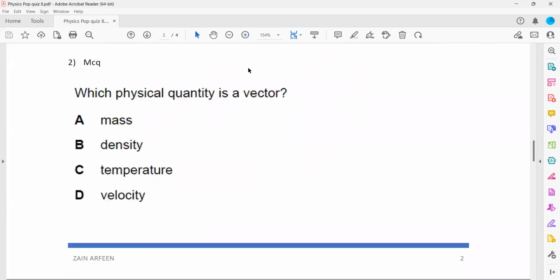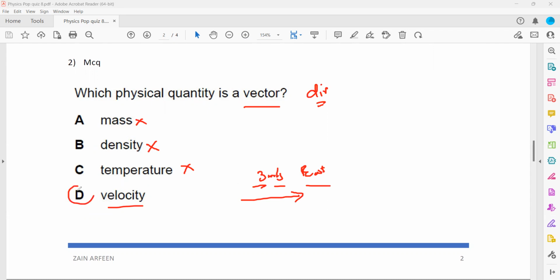Then, which physical quantity is a vector quantity? A vector should have a magnitude as well as a direction. Mass is not a vector quantity because mass does not have a specific direction. Density is not a vector quantity because it does not have any specific direction. Temperature is not a vector quantity because there is no direction. Velocity is a vector quantity because it is distance traveled in 1 second in a particular direction. So if we say 3 meters per second towards east, that shows the object is moving in a specific direction. That's why D is the right answer.